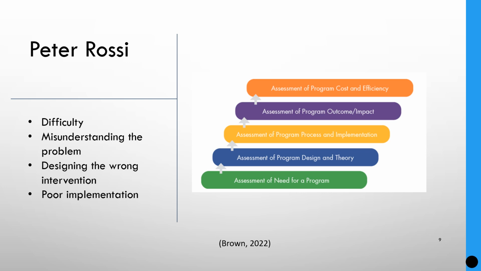Peter Rossi claimed 4 things to be true as to why new programs fail. First, designing effective programs is difficult. Second, for a program to fail, there must have been a misunderstanding of the problem. Third is designing the wrong intervention. And finally, implementing a good intervention poorly. Brown, 2022. All of these factors can affect the return on investment.